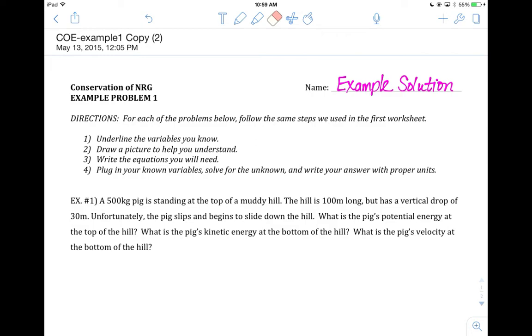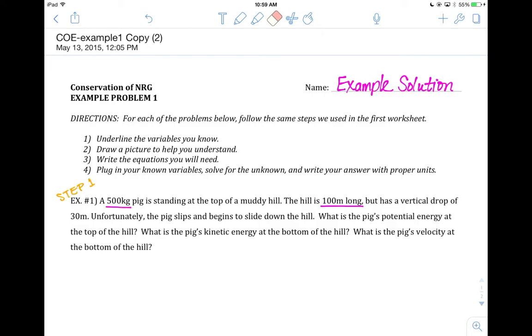So our first example here is that a 500 kilogram pig is standing at the top of a muddy hill. The hill is 100 meters long but has a vertical drop of 30 meters. Unfortunately, the pig slips and begins to slide down the hill. What is the pig's potential energy at the top of the hill? What is the pig's kinetic energy at the bottom of the hill? And what is the pig's velocity at the bottom of the hill?